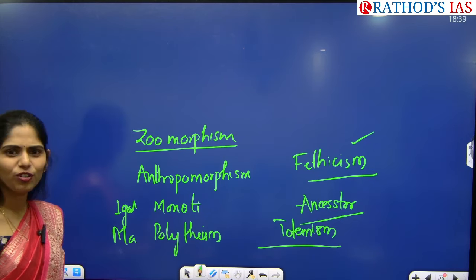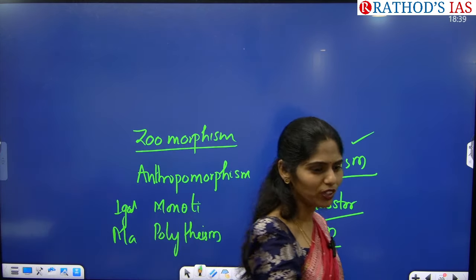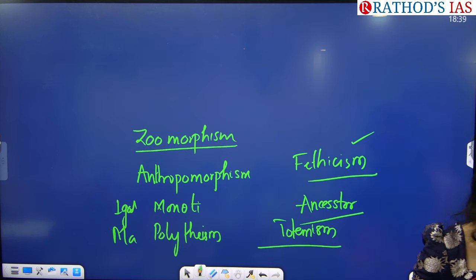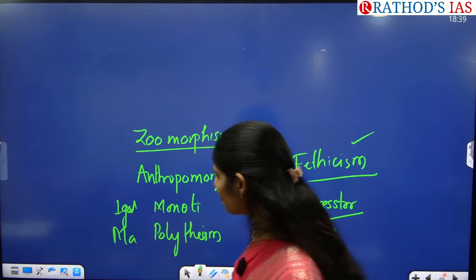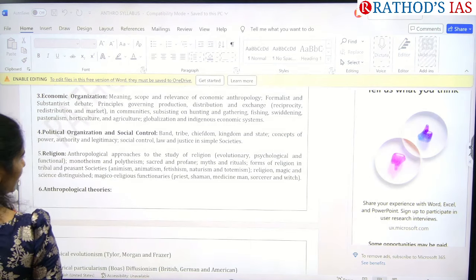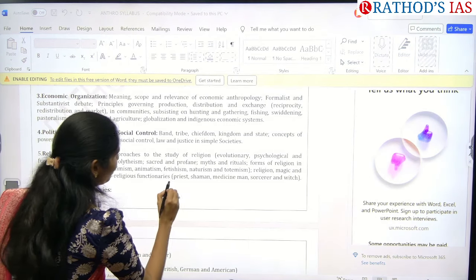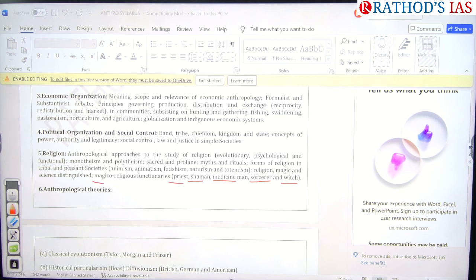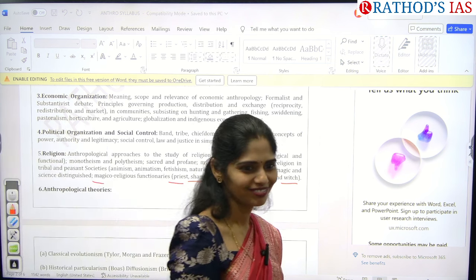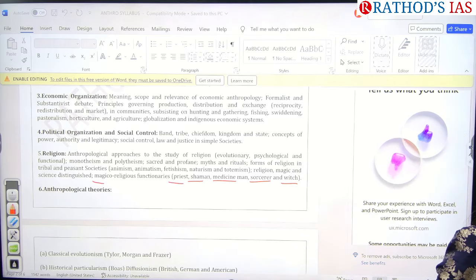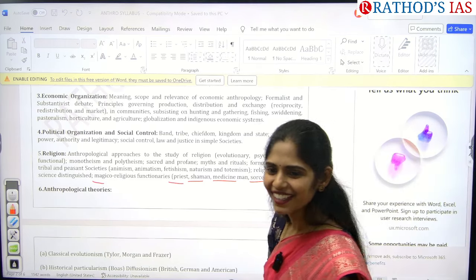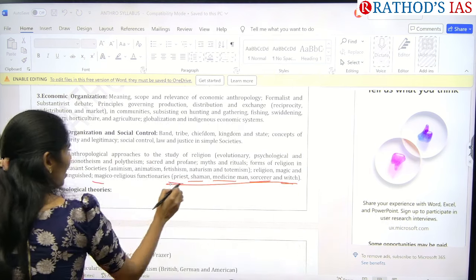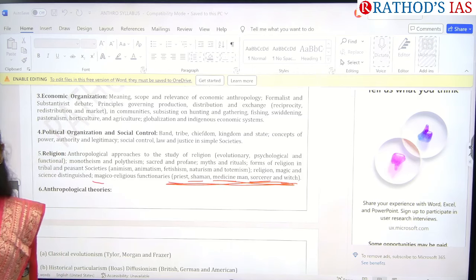And religion: if you want to do any puja or anything, do we do it without a priest? No. Okay, so among priests also we have different people here. See, priest, shaman, medicine man, sorcerer and witch. Very much interested in this witch, right? What is this witch? What will they do? Lemon. Okay, so we will be seeing all these important functionaries in religion.